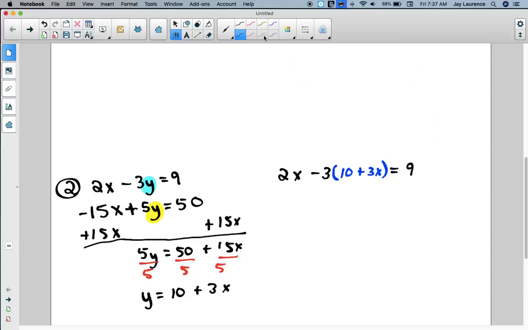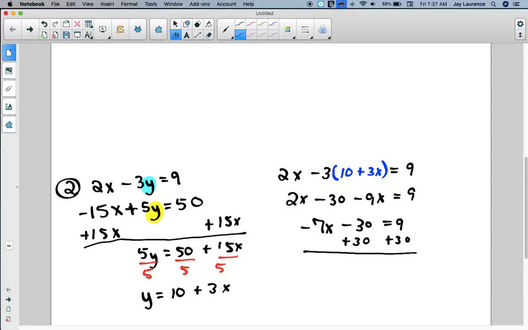All right. So I'm going to distribute so that 2x doesn't get changed. I'll have a negative 30 minus 9x. That's going to equal 9. I'll combine like terms and get negative 7x minus 30 equals 9. I'll add 30 to each side. And that'll give me negative 7x equal to 39. And ooh, this answer is going to be a little bit ugly, but that's okay.